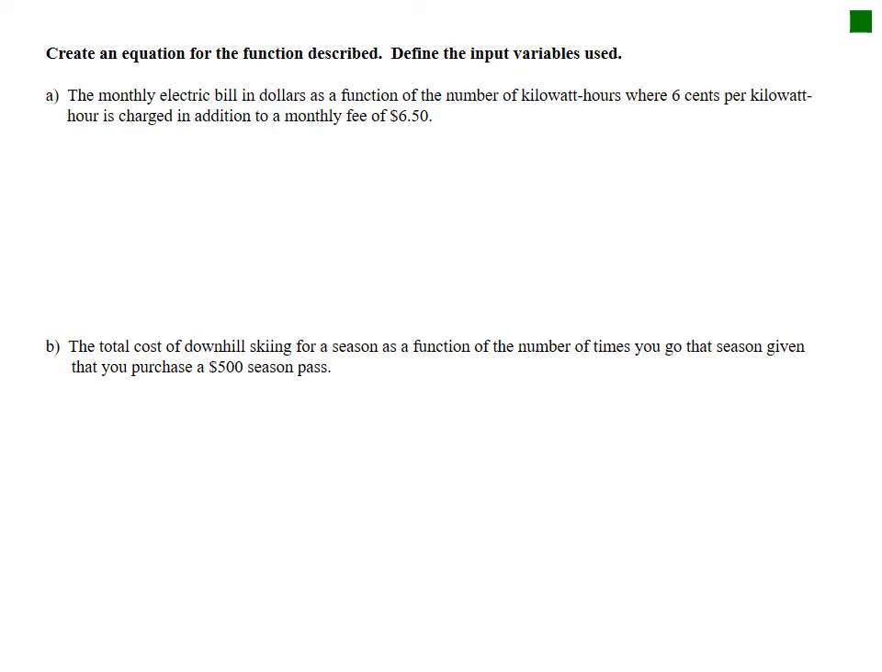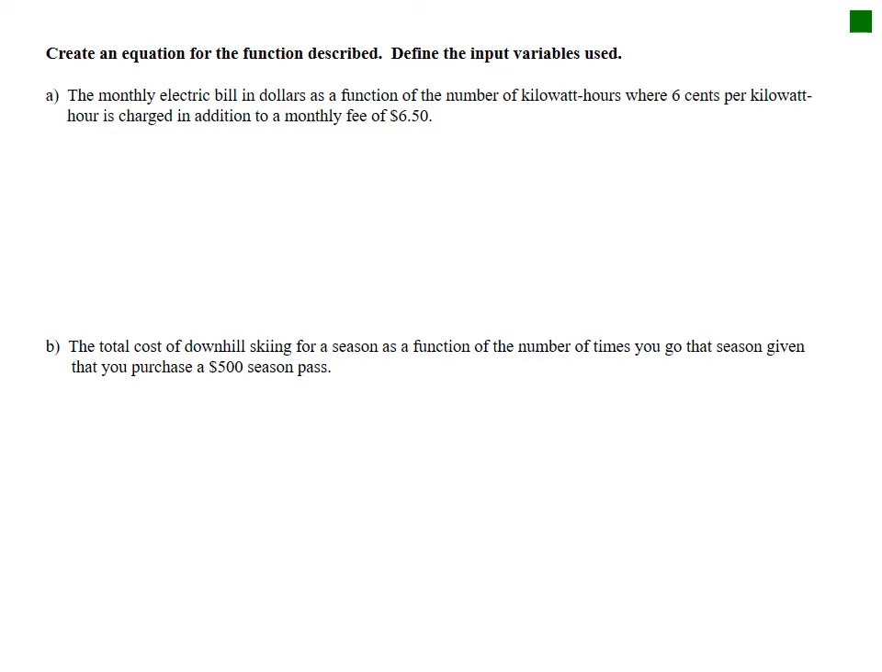Sometimes you won't be given an equation for a function. Instead, it'll be described, and you'll need to create the equation yourself. When you do that, you'll need to define the input variables as well. We can pay attention to how the wording exists in the description of the function to identify the input and output variables for that function.